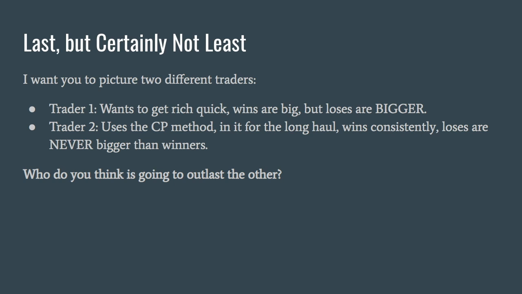Whereas with Trader 2, yeah, he uses the CP method. It's a slower method, but at some point, since he's going to be trading for so much longer, guaranteed he's going to become a better trader. He will become the better trader. And as we all know, it's best to focus on becoming a better trader rather than chasing the profits at first. Because when you trade well, the profits will follow.